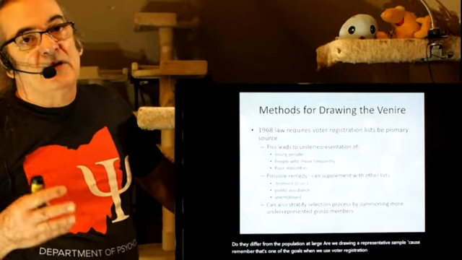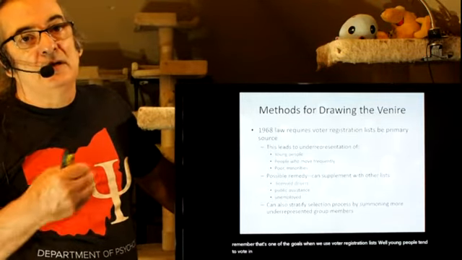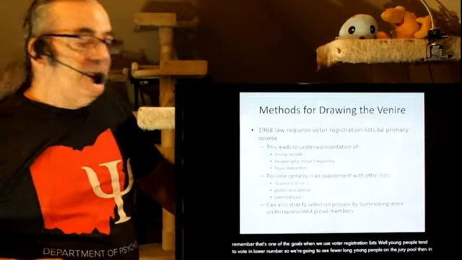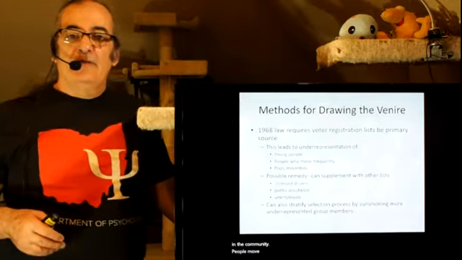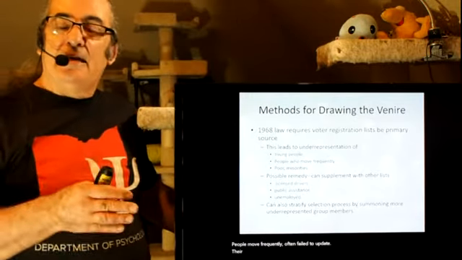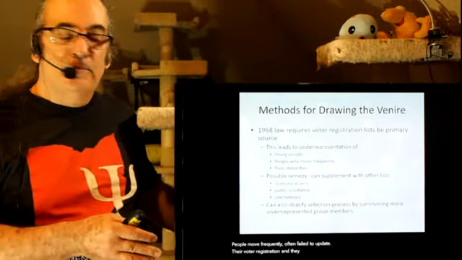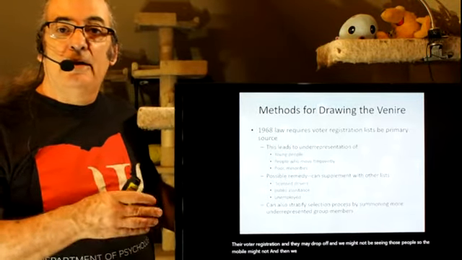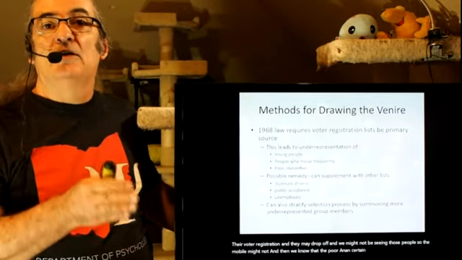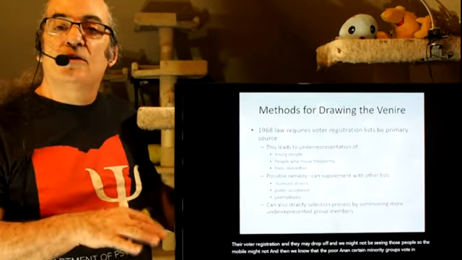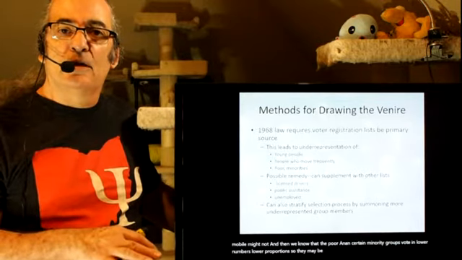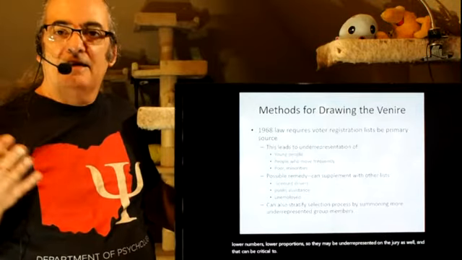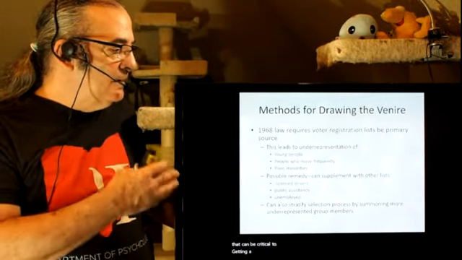Well, young people tend to vote in lower numbers, so we're going to see fewer young people on the jury pool than in the community. People who move frequently often fail to update their voter registration, and they may drop off, and we might not be seeing those people. So the mobile might not. And then we know that the poor and certain minority groups vote in lower proportions, so they may be underrepresented on the jury as well. And that can be critical to getting a representative jury.